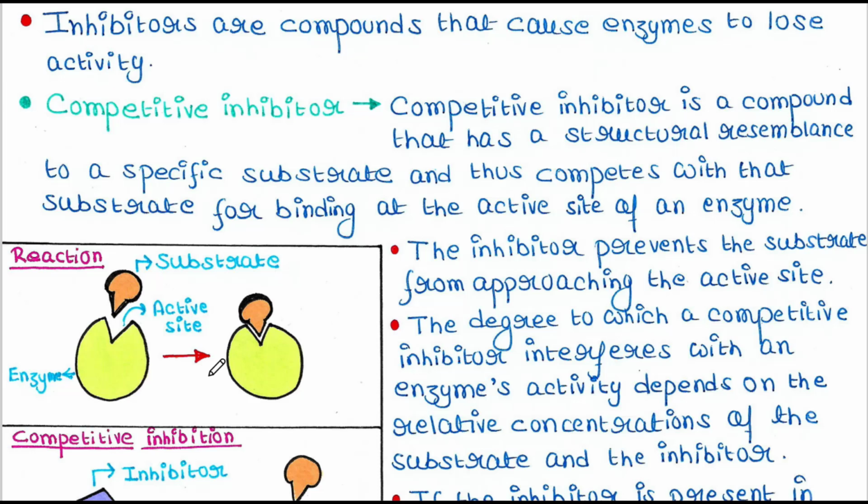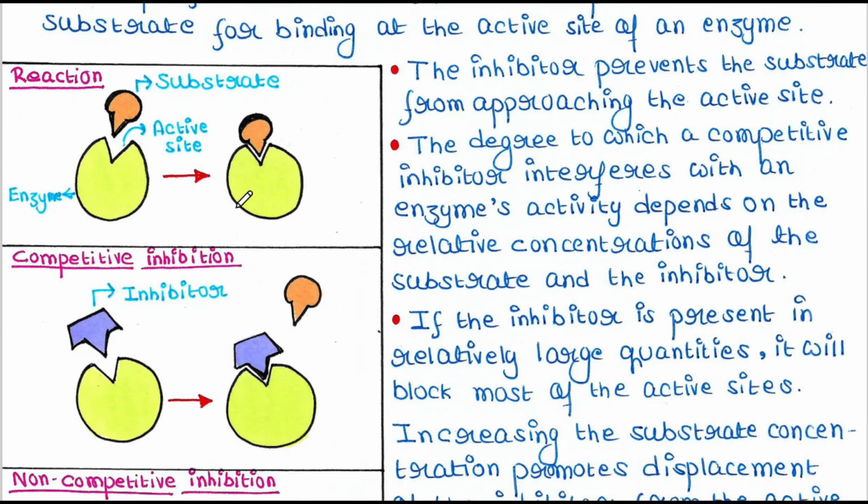So there are two types of inhibitors, competitive inhibitor and non-competitive inhibitor. From the name itself, competitive inhibitor, you can understand there is a competition, a competition between the substrate and inhibitor. So here basically the substrate and inhibitor look the same. So this is the inhibitor. It looks like the substrate. So this portion of the inhibitor is exactly the same as this substrate.